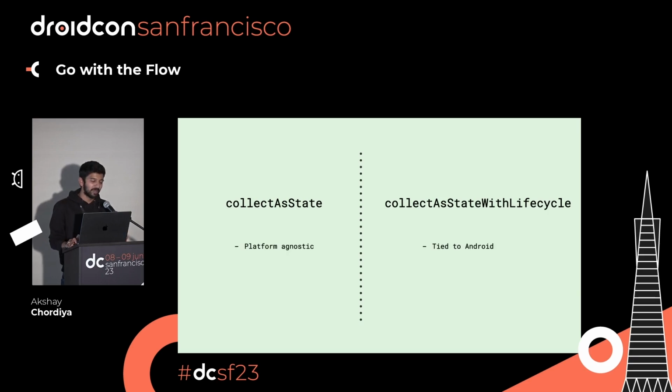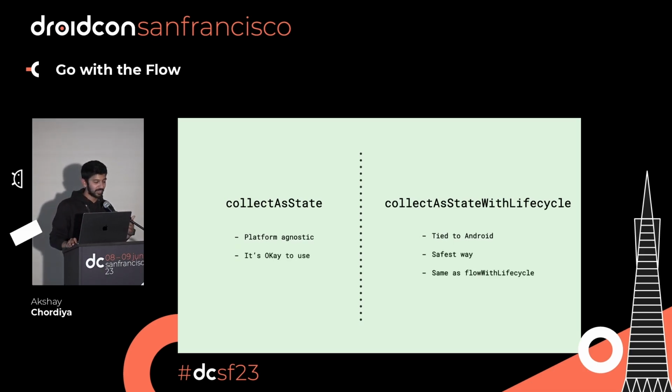But after talking with them, I realized that collectAsState is platform agnostic, which is created to be consumed on platforms beyond Android. Since we can use Compose on desktop and other places, this is what you'll use, collectAsState. Well, the other one is tied to Android more, as you can see in the name, lifecycle. So collectAsStateWithLifecycle is the safest way for Android, and it's internally actually using the flowWithLifecycle operator, which we saw, which prevents the flow from receiving emissions when the activity is in a paused state.